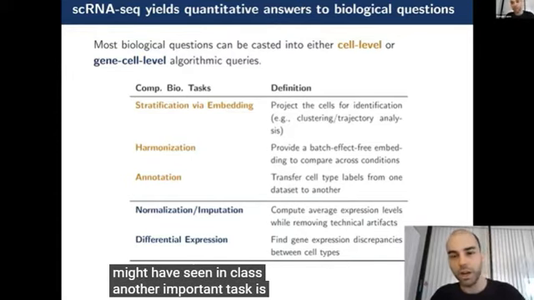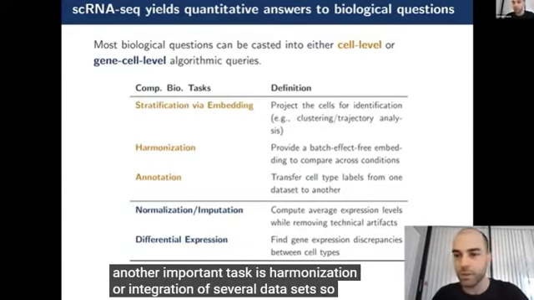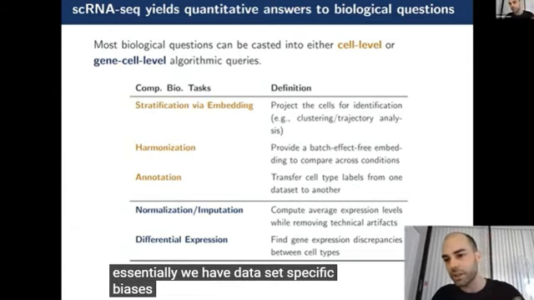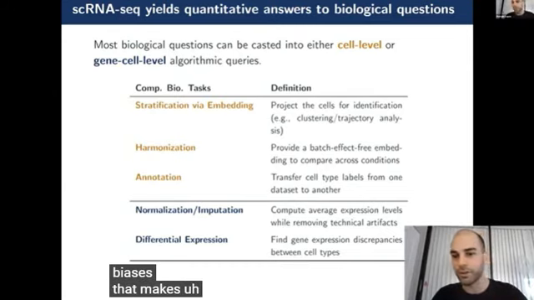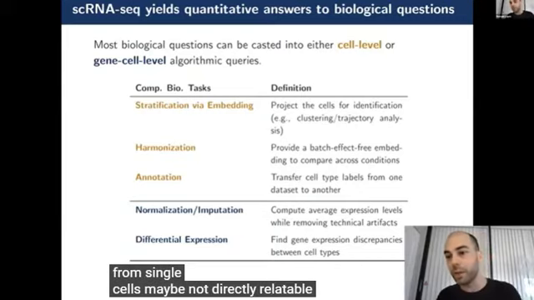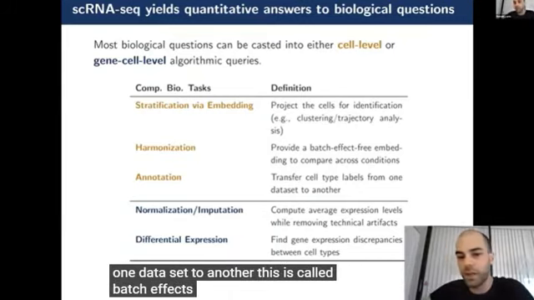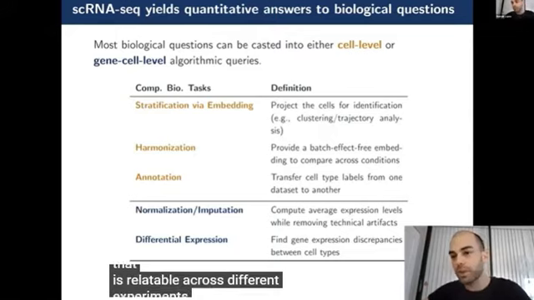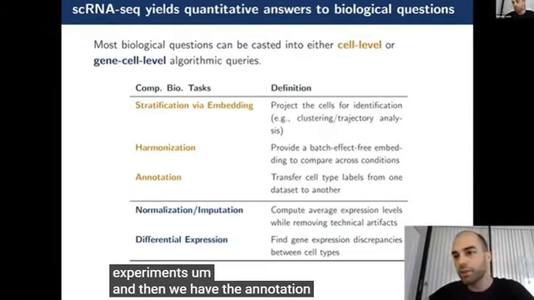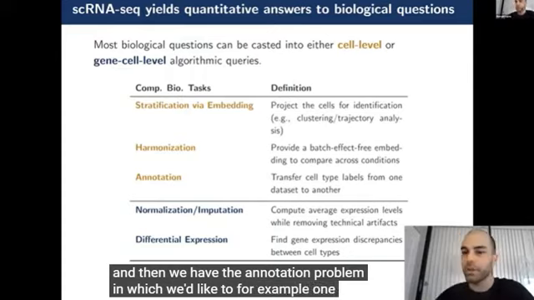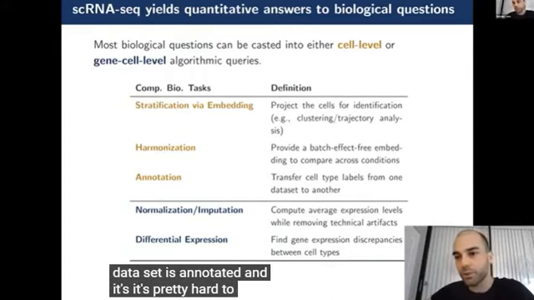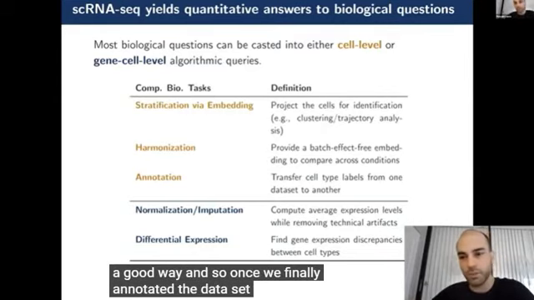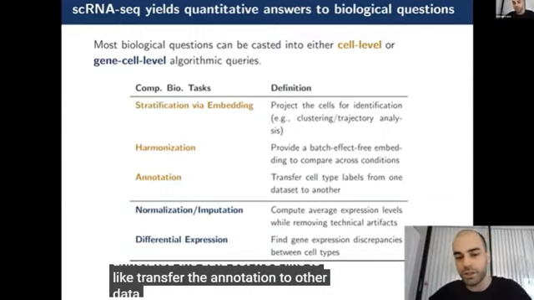Another important task is harmonization or integration of several data sets. I'm sure that Fabian talked about this type of problem. Essentially, we have data set specific biases that make measurements from single cells not directly relatable from one data set to another. These are called batch effects. So we'd like to provide an embedding that is relatable across different experiments. Then we have the annotation problem: one data set is annotated, and it's pretty hard to do it in a good way. Once we finally annotate the data set, we'd like to transfer the annotation to other data sets.